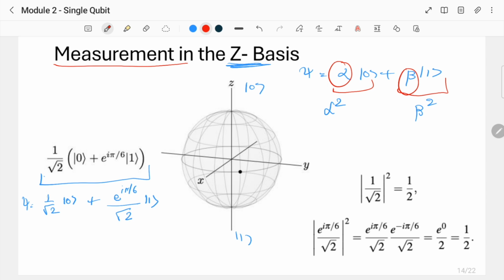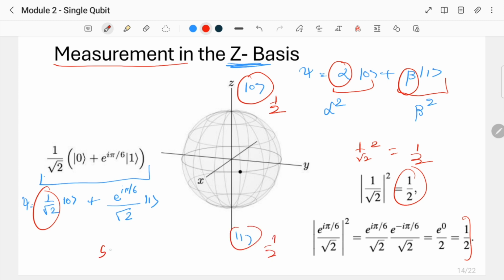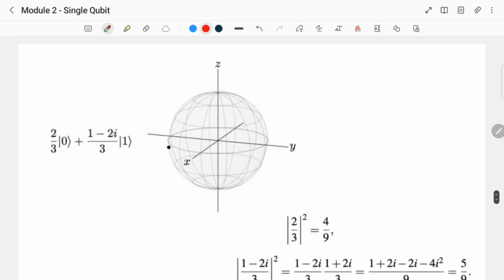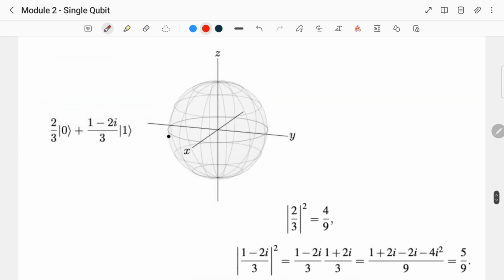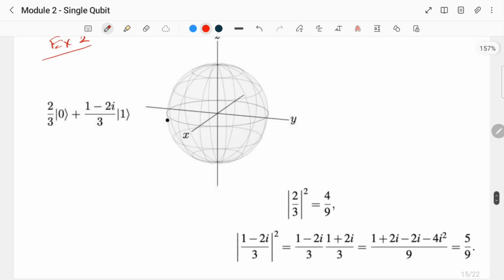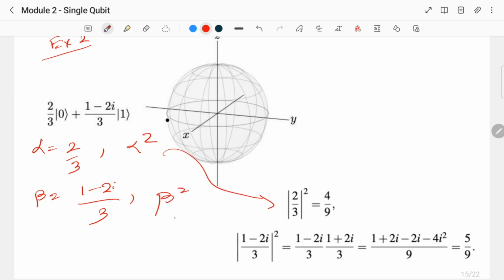So for this particular state, we have 1 by root 2. We obtain 1 by root 2 squared is equal to 1 by 2. So when we measure the qubit, the probability of measuring the qubit in the state 0 is half. And similarly, this is also 1/2. So it's 50-50. Here we see another example. Here we have alpha equal to 2 by 3 and beta equal to 1 minus 2 iota by 3. So their probabilities will be alpha squared and beta squared, which is calculated as follows, and we obtain the probabilities of 4 by 9 and 5 by 9.